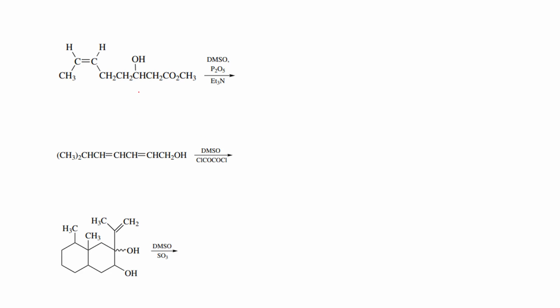So let's solve some examples. Whenever you see this type of compound with DMSO, P2O5 and Et3N, we know P2O5 can also act as an electrophile because phosphorus has a vacant d orbital. So we know DMSO along with some electrophile acts as an oxidizing agent for alcohol. So we have to see if there is any alcohol.